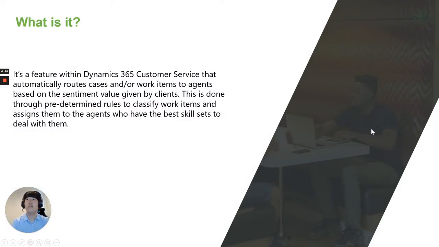So what is it? Sentiment Prediction Routing Tool is a feature within Dynamics 365 Customer Service that automatically routes cases and/or work items to agents based on the sentiment value given by clients. So this is done through predetermined rules to classify work items and assigns them to the agents who have the best skill sets to deal with them.